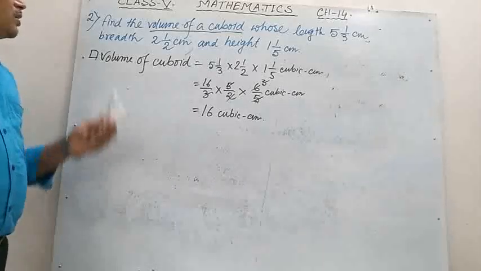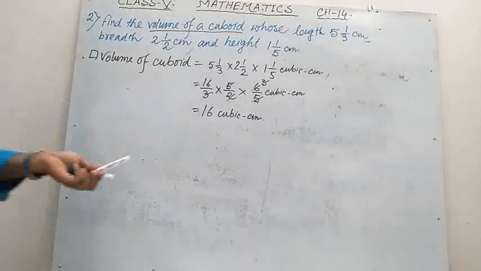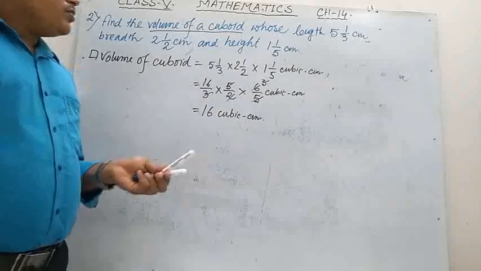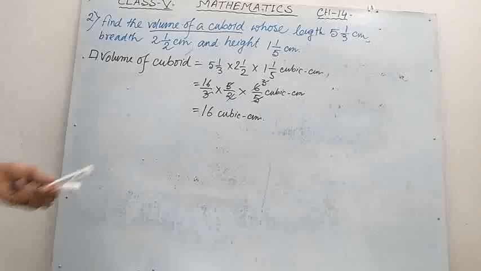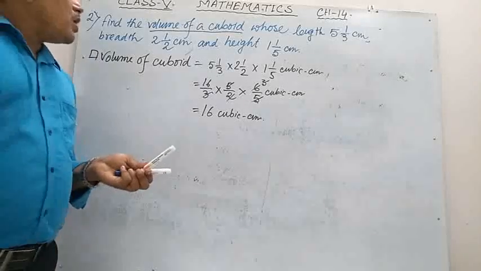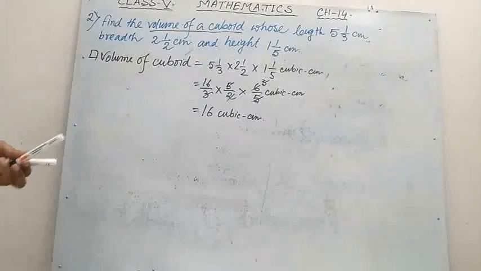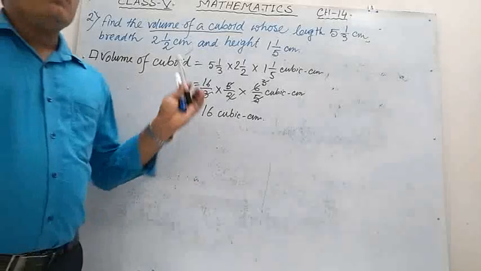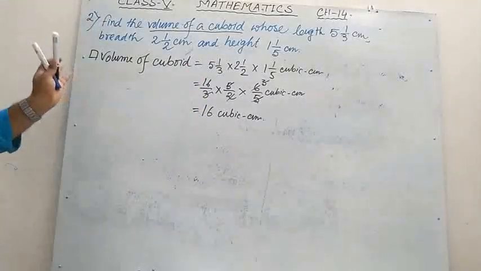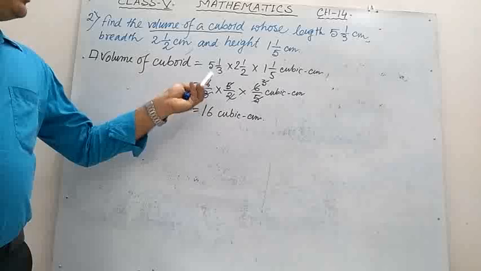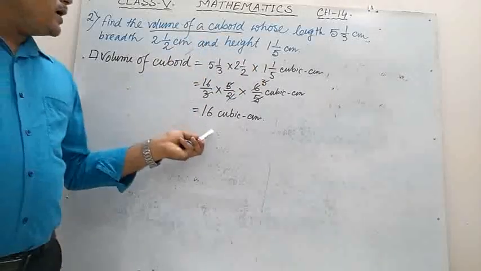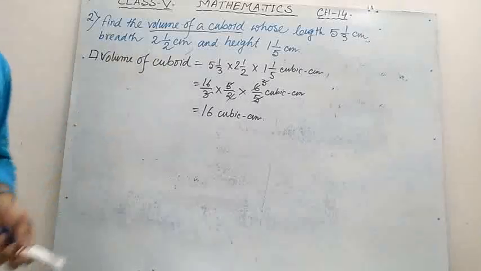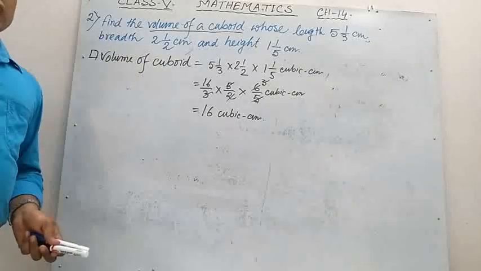So, find the volume of a cuboid whose length is 5 wholes 1/3 centimeter, breadth 2 wholes 1/2 centimeter, and height 1 whole 1/5 centimeter. Volume of cuboid is length into breadth into height, cubic centimeter. By calculation we get 16 cubic centimeter.